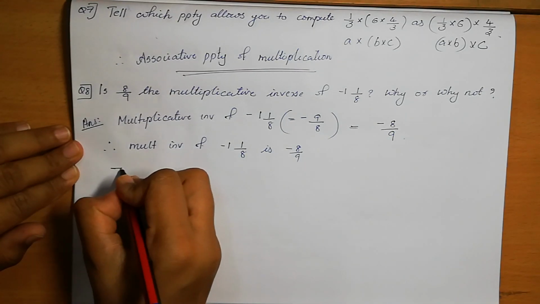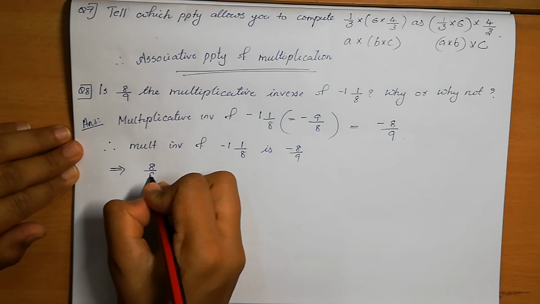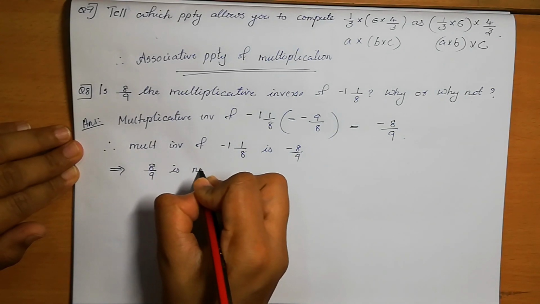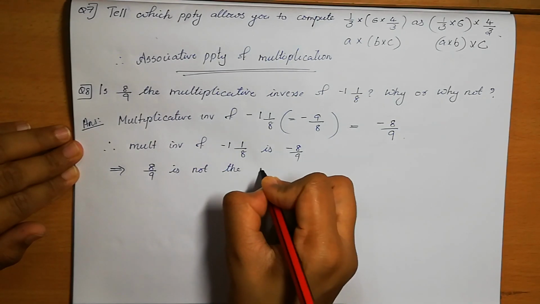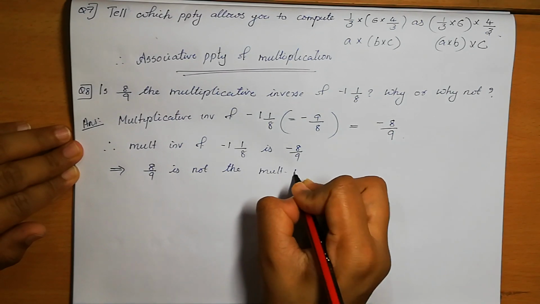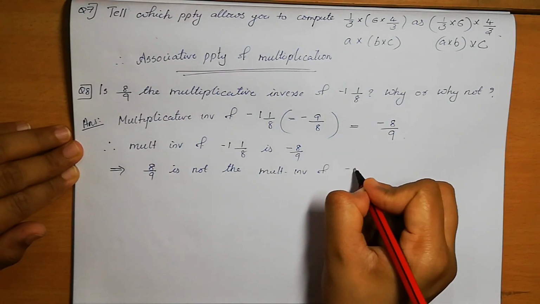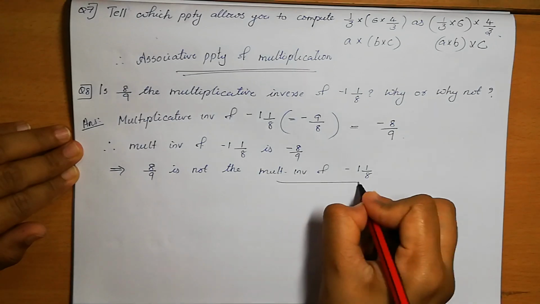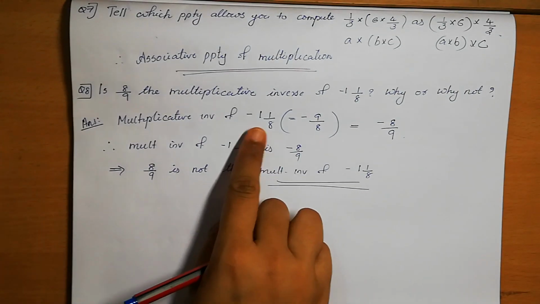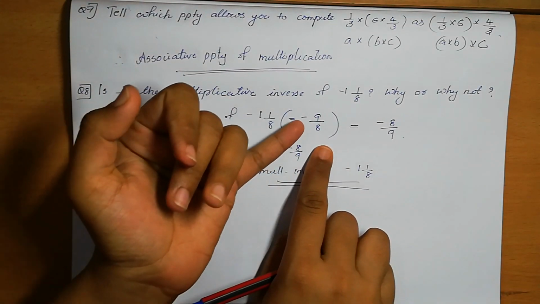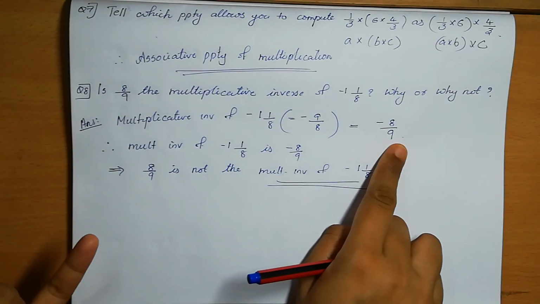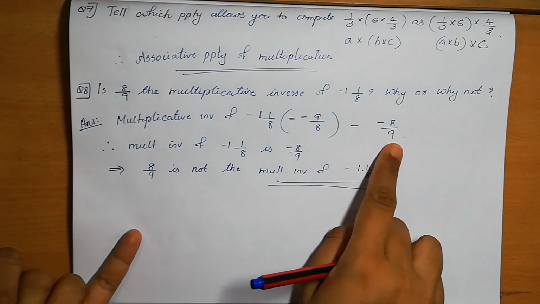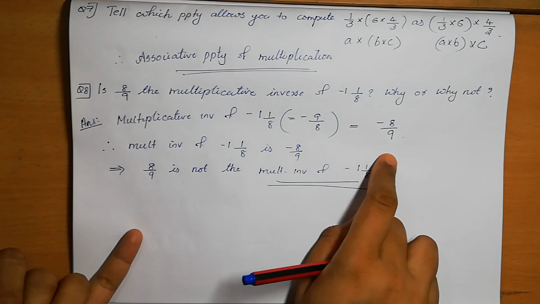Therefore, 8 by 9 is not the multiplicative inverse of minus 1 1 by 8. Clear? First we need to convert this mixed fraction to minus 9 by 8 form. Then we can write the multiplicative inverse. Here we got the multiplicative inverse as minus 8 by 9.